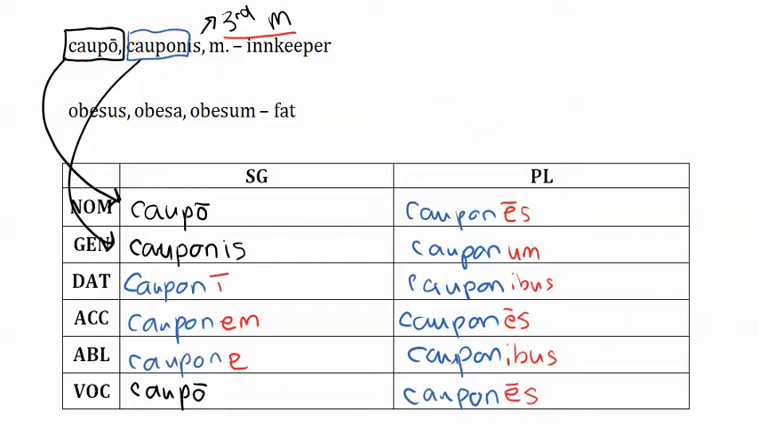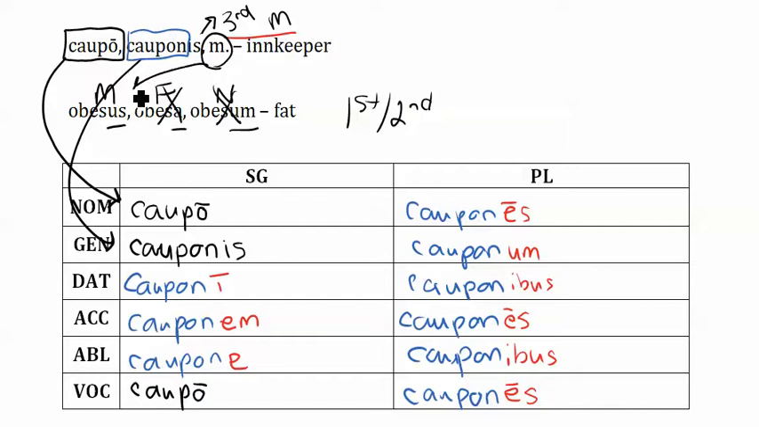Now I can talk about my adjective. My adjective is obesus, obesa, obesum. We have adjectives that belong to first and second declension. The dictionary definition is one for each gender, masculine, feminine, and neuter. In my order, I can ignore these two. And I'm going to start with obesus, and I can copy that right in.